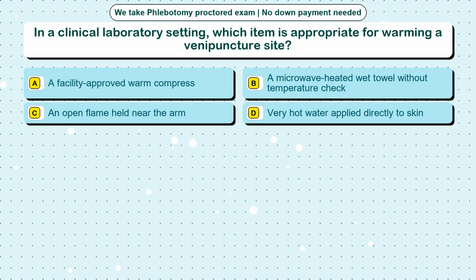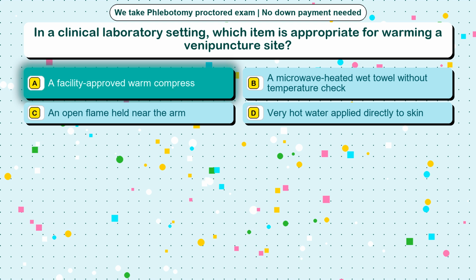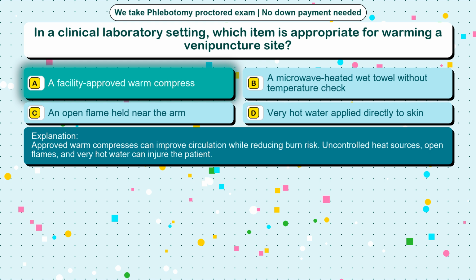Question 92. In a clinical laboratory setting, which item is appropriate for warming a venipuncture site? Option A. A facility-approved warm compress. Option B. A microwave-heated wet towel without temperature check. Option C. An open flame held near the arm. Option D. Very hot water applied directly to skin. The correct answer is option A. A facility-approved warm compress. Approved warm compresses can improve circulation while reducing burn risk. Uncontrolled heat sources, open flames, and very hot water can injure the patient.